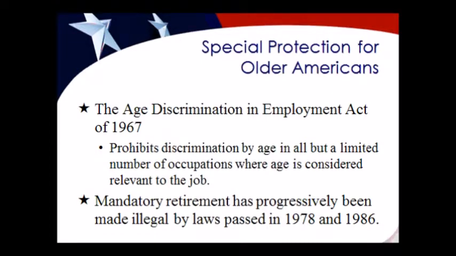Age discrimination is potentially the most widespread form of discrimination. The Age Discrimination in Employment Act of 1967 prohibits discrimination by age in all but a limited number of occupations where age is considered relevant to the job. Also, many individuals do not desire retirement when they reach the age set as the retirement age by a company or government. And mandatory retirement has progressively been made illegal by laws passed in 1978 and 1986.